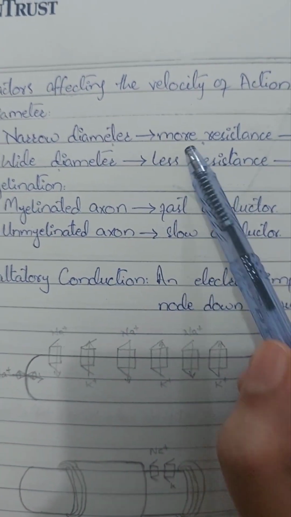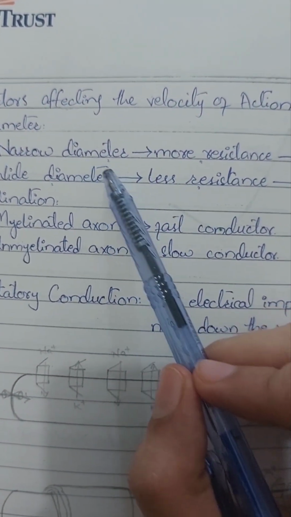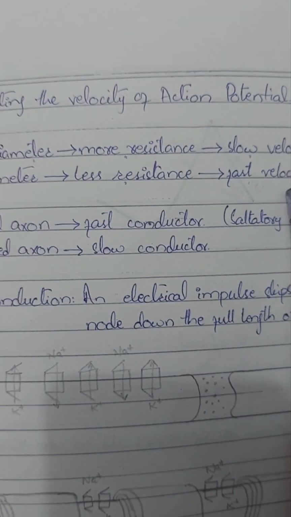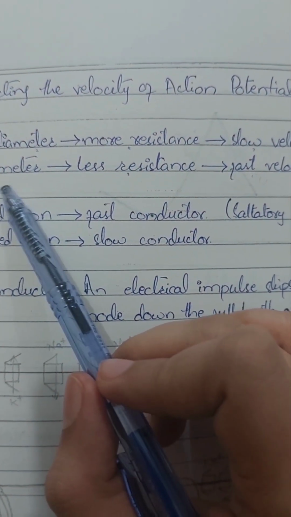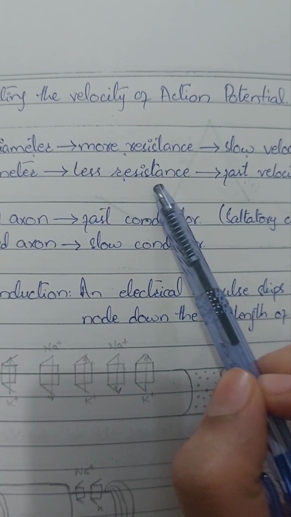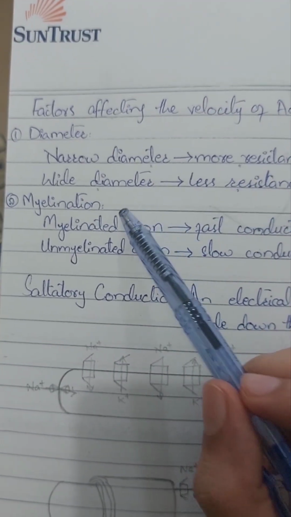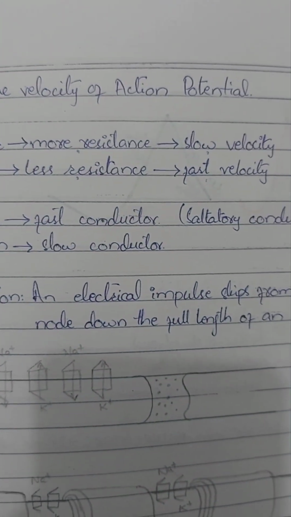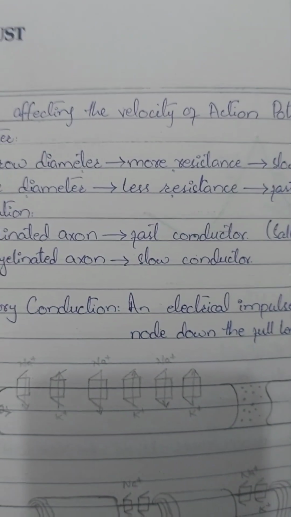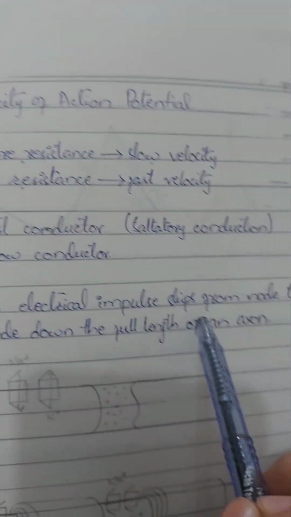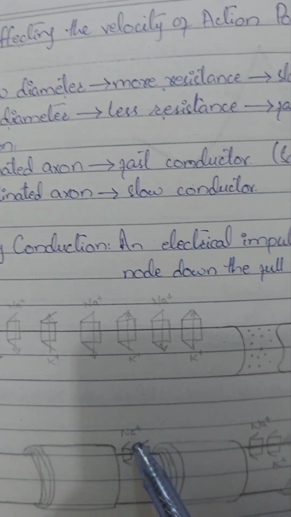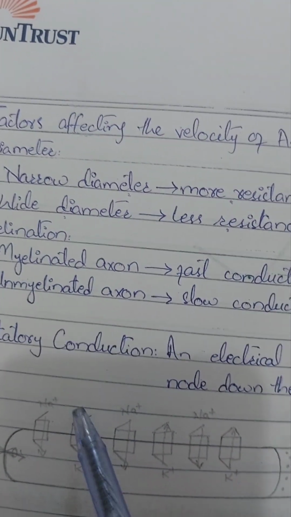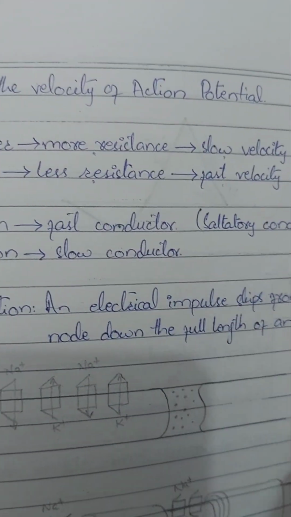Diameter: there is more resistance in a narrow diameter, so it results in slow velocity, whereas there is fast velocity in a wide diameter because there is less resistance. And myelination: the myelinated axon is a fast conductor. It is saltatory conduction. Saltatory conduction is an electrical impulse which skips from node to node down the full length of the axon, whereas the unmyelinated axon is a slow conductor.